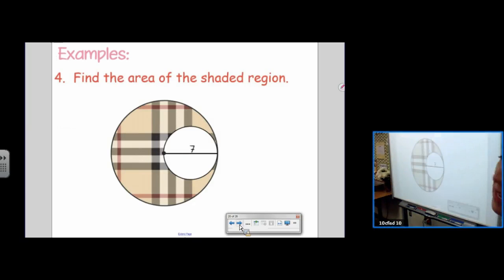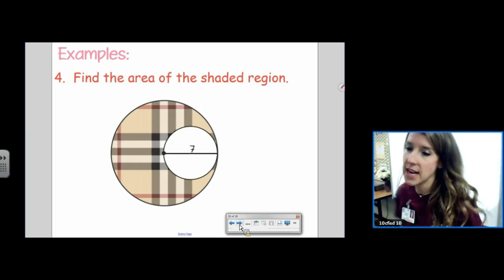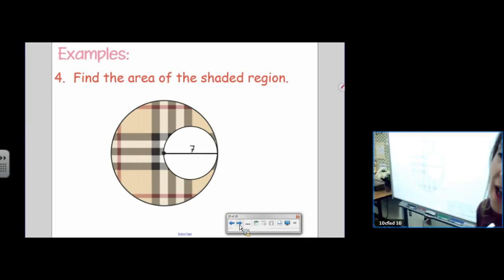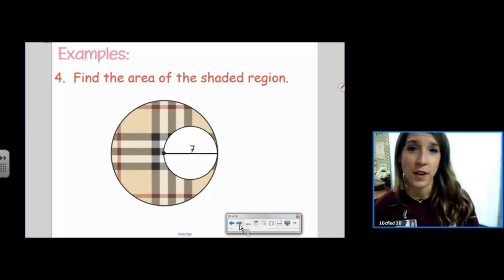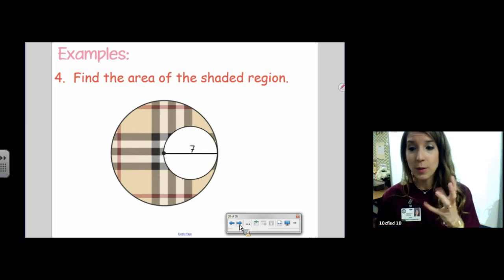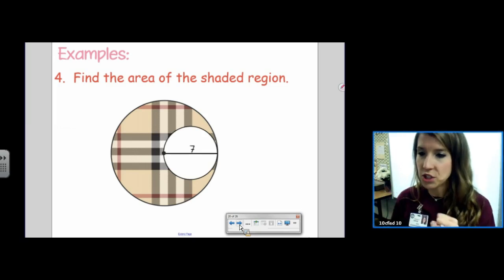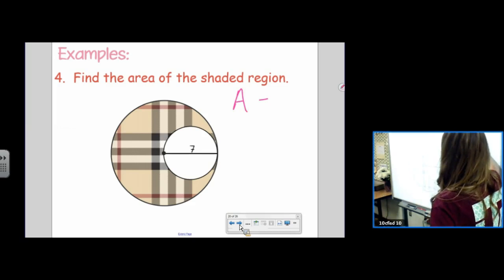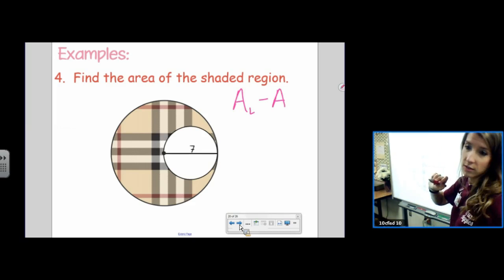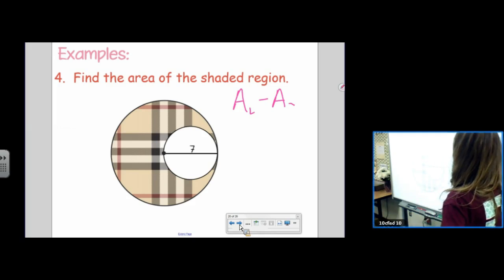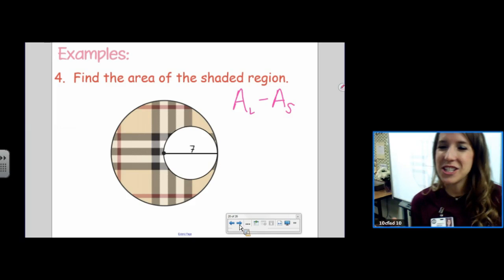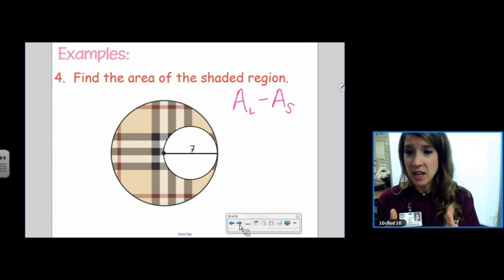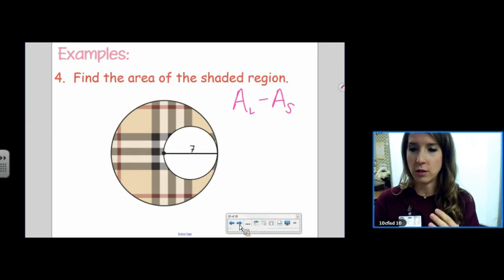Find the area of the shaded region. On problems like these, when you're finding area of shaded regions, I like for you to write a strategy first. It might seem silly on the really easy ones, but that strategy will help you on the ones that get a little bit tougher. So our strategy is, I want the area of the larger circle minus the area of the smaller circle. Kind of just gives you somewhere to start. Okay, I can start by finding the area of that large circle. So do it. Find the area of the larger circle.